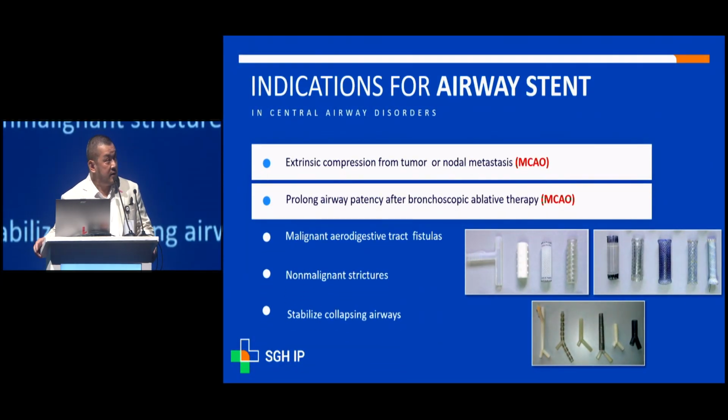And now moving on, talking about indications for airway stenting in central airway disorders. In general, there are only 5 indications for airway stent in central airway disorders. The 2 that affect malignant central airway obstruction would be extrinsic compression from tumor or nodal metastasis, and prolonged airway patency after bronchoscopic ablative therapy. Stents can also be used to treat malignant aerodigestive tract fistulas, non-malignant strictures, and also to stabilize collapsing airways, although it's not so ideal most of the time.